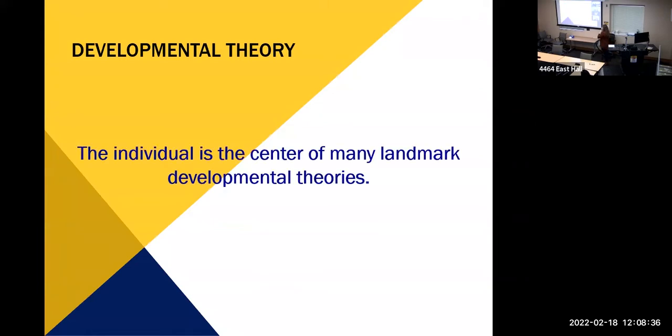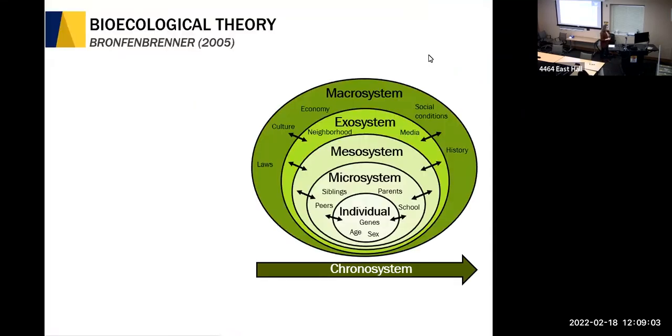So then what are some of those theories? In my area of research, I focus on developmental theory, but I really encourage you throughout this talk to think about the theories that guide and motivate your own work. When I think of landmark developmental theories, I realize that the individual is at the center of many of them. Let me give you some examples, right? So Bronfenbrenner's bioecological model that motivates a lot of our work for many of us, it basically comes from the position that development is a process.